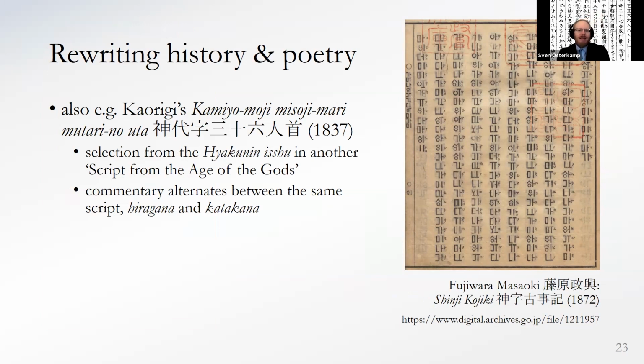This is a rather late case, but similar ones are also found in earlier times. For instance, when a selection from the Hyakunin issue was published by the aforementioned, well, actually I didn't mention them, but showed one of his texts, the preface on the last slide on the right by Kojiki, who also published a selection from the Hyakunin issue with added commentary that alternates between the same script from the age of the gods as well as hiragana and katakana. It's a somewhat special text, but let's go on.